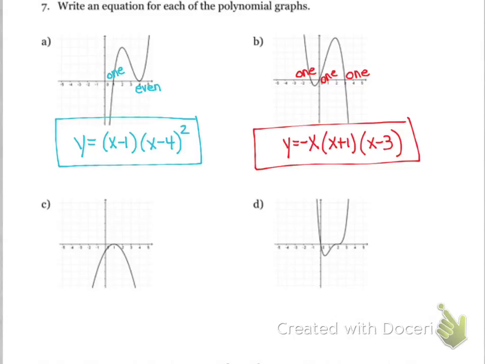For C, we just have one multiplicity of 2, or even, because it hits and bounces. So that's only going to be one factor. Since it's at 1, it's going to be x minus 1. Since it's even, we're going to write 2 because it hits and comes back down. And since we know parabolas pretty well, it opens down, so it's going to be a negative in front. But also with multiplicity, since it's an even degree, which is 2, that means both ends are either going to end down or up. And since these both end down, that means we have a negative in front.